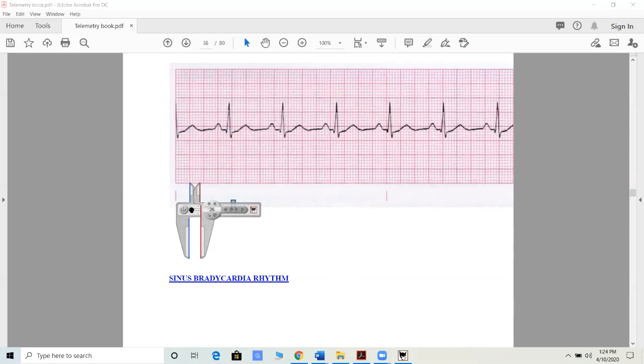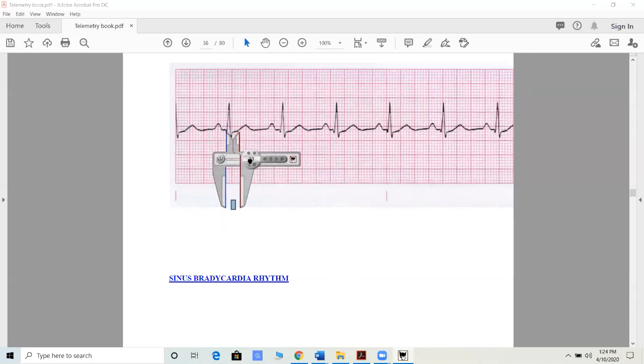Now, last one is QT. Let's go ahead and take this to the Q. Now remember, to the T, we're gonna move this to the T. Right there. Okay, right there. I'm gonna line this up.